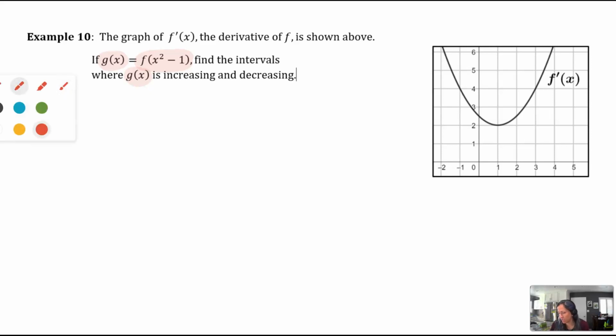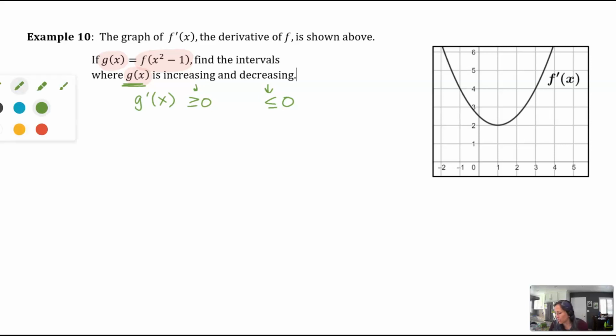I love it. All right, well, first things first, we need to figure out what g prime is, right? g of x increasing or decreasing will be determined when g prime of x is either greater than or equal to 0 or less than or equal to 0. So whether we're finding critical values or intervals of increasing, decreasing, let's go figure out what our derivative is.